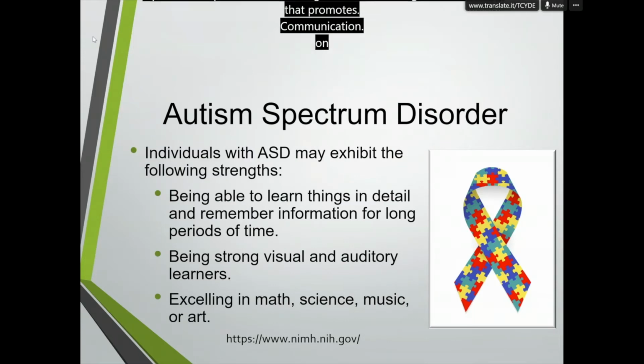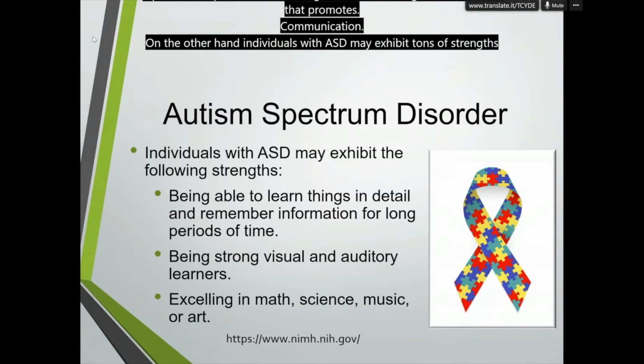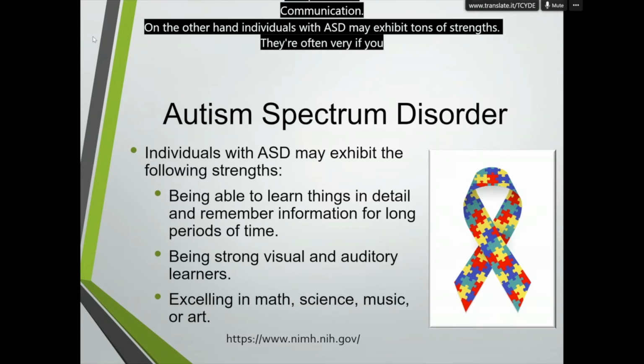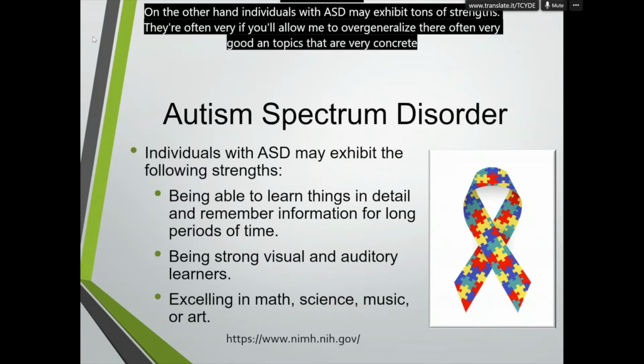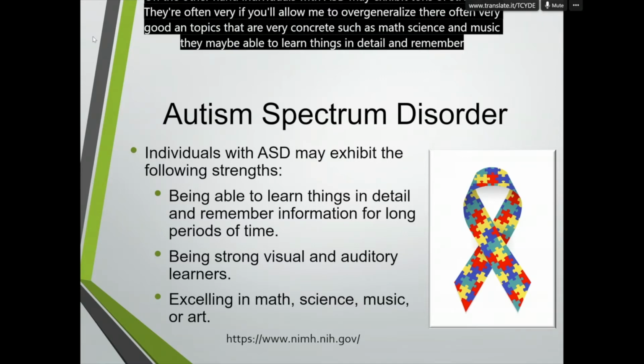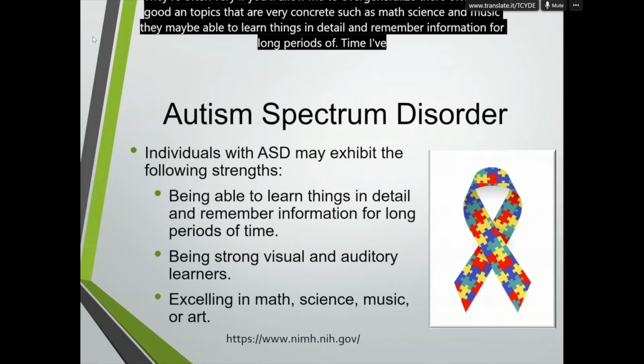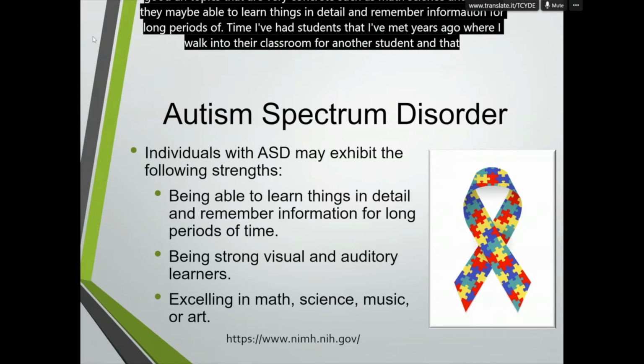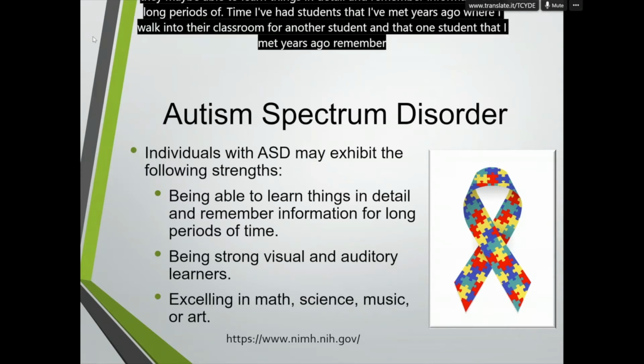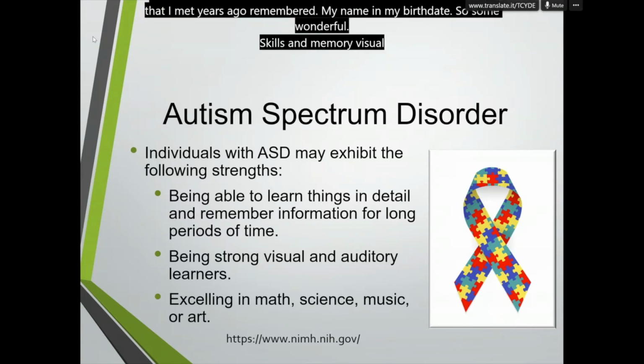On the other hand, individuals with ASD may exhibit tons of strengths. If you'll allow me to overgeneralize, they're often very good in topics that are very concrete, such as math, science, and music. They may be able to learn things in detail and remember information for long periods of time. I've had students that I met years ago, where I walk into their classroom for another student, and that one student that I met years ago remembered my name and my birth date. So some wonderful skills in memory, visual skills, and often good auditory learners. Some have wonderful auditory memories.